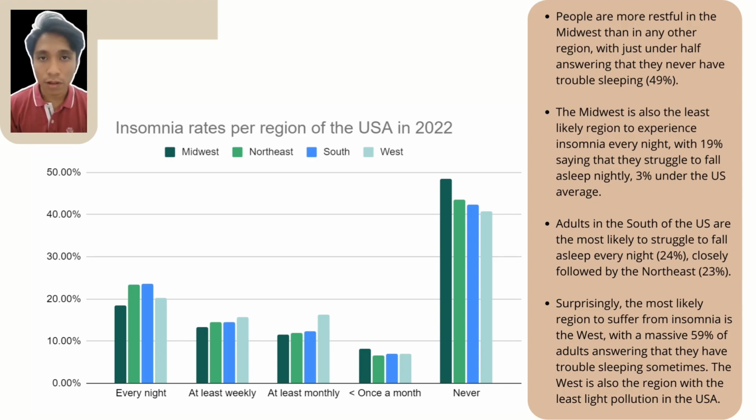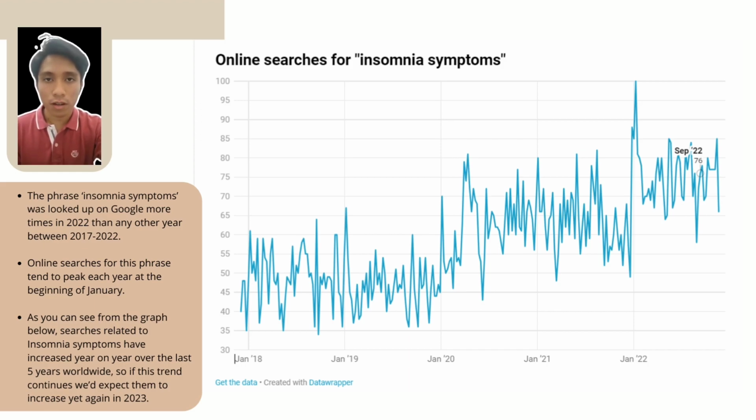And surprisingly, the most likely region to suffer from insomnia is the West, with a massive 59% of adults answering that they have trouble sleeping sometimes. The West is also the region with the least light pollution in the USA.